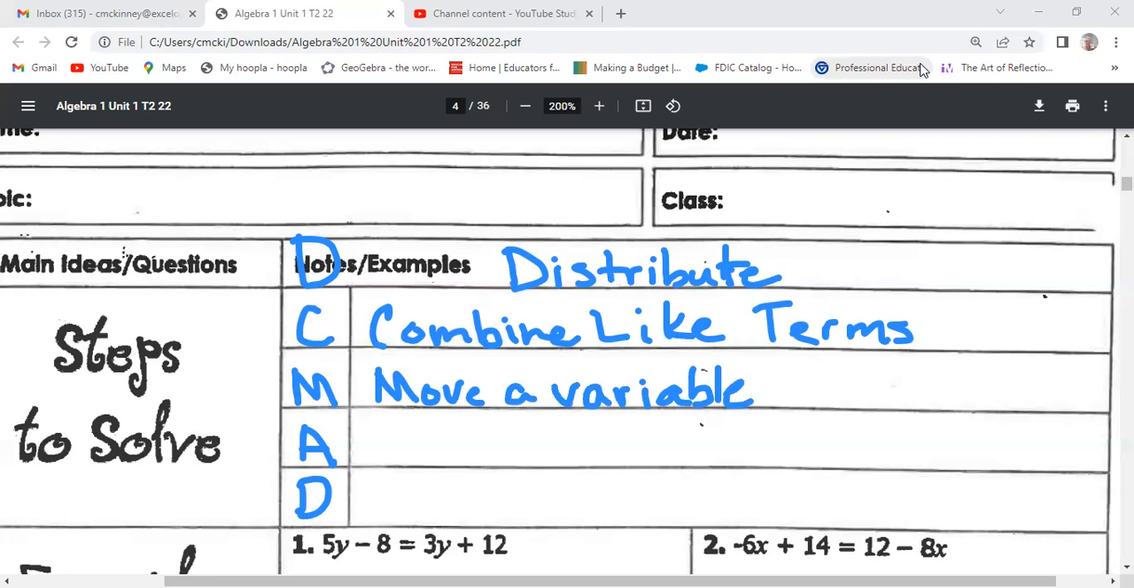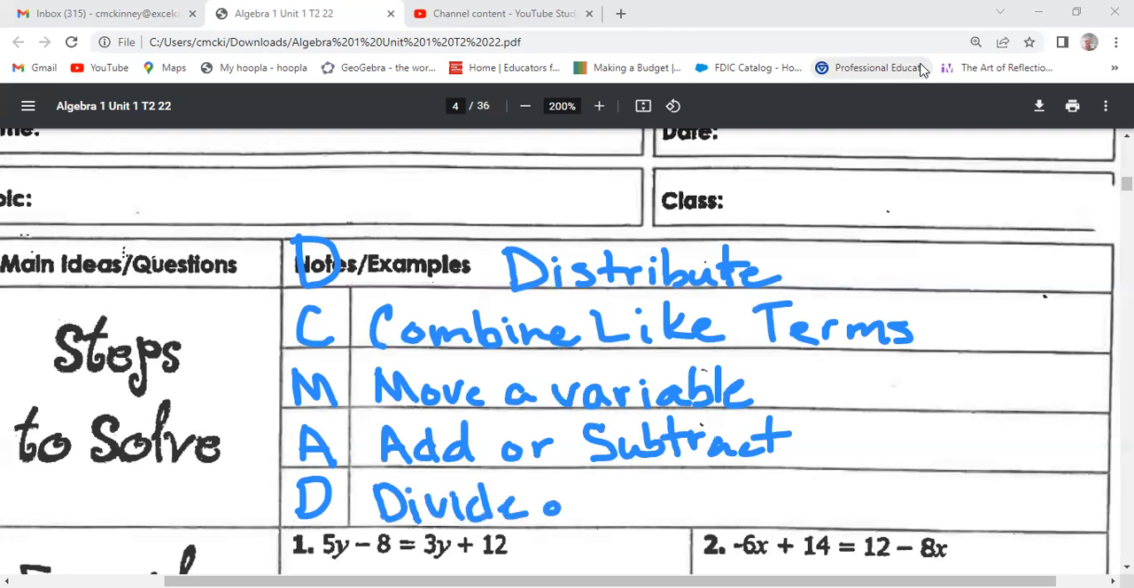Once we do that, we're to a 2-step equation. Easy peasy. Then we're going to add or subtract. Keep in mind, if I was going to subtract 2, that's the same thing as adding -2. So I could simply say add. And then the last step is divide or potentially multiply, but it's very typically going to be divide. All right. So those are the steps.